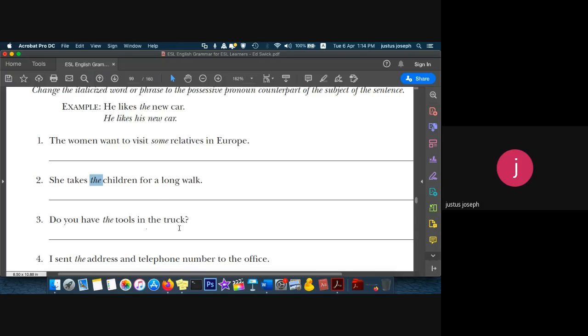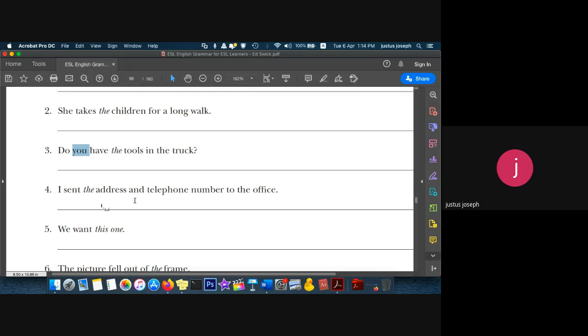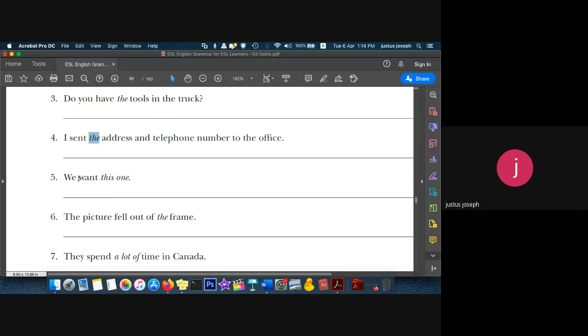Do you have the tools in the truck? Do you have your tools in the truck? Yes, your. Okay. I sent the address and telephone number to the office. I sent my address and telephone number to the office. Very good. We want this one.